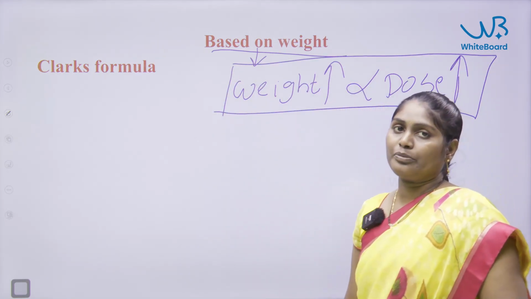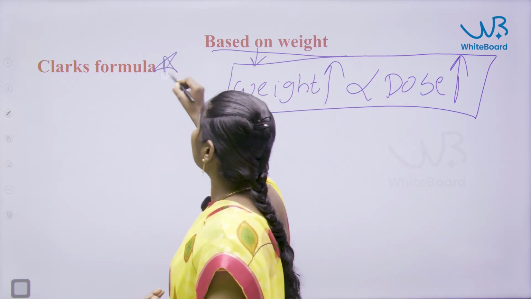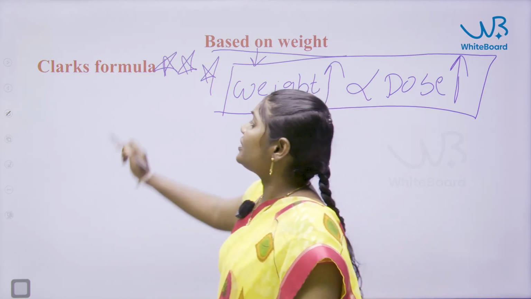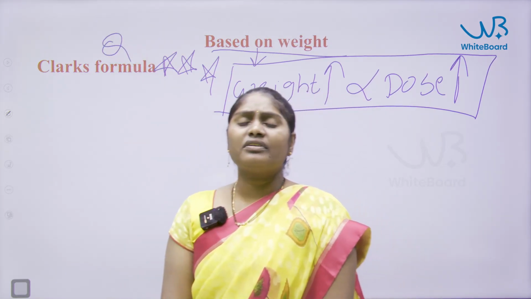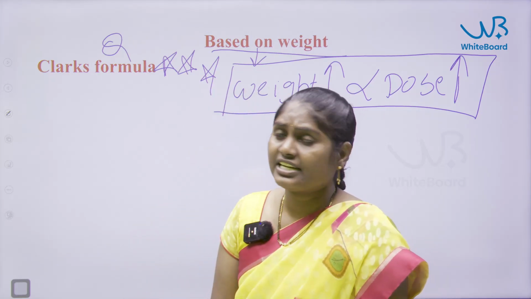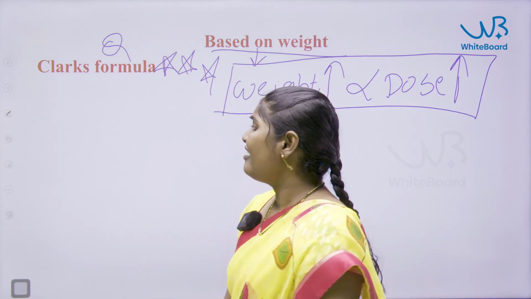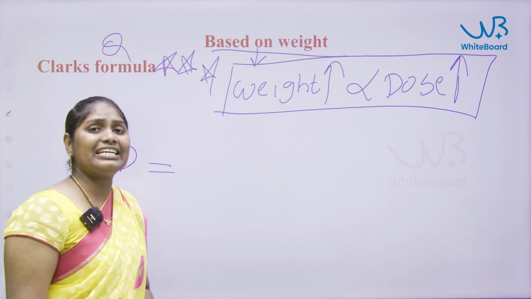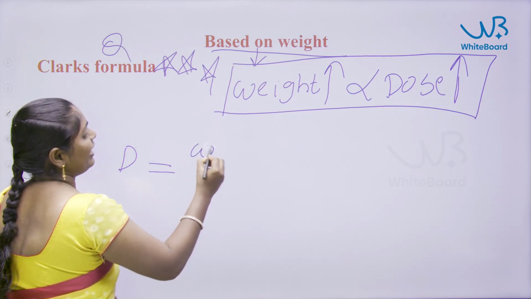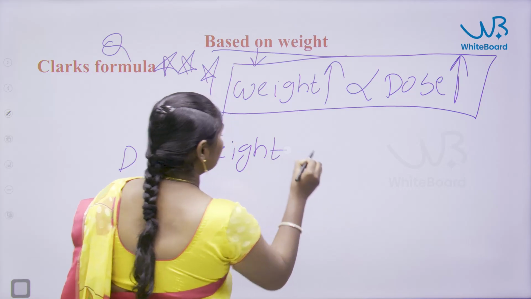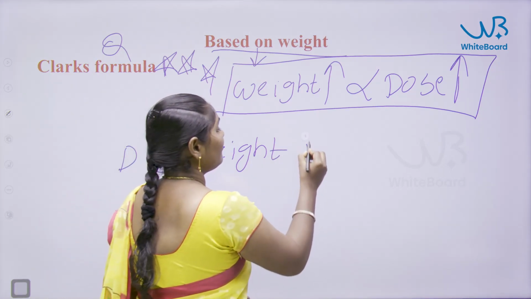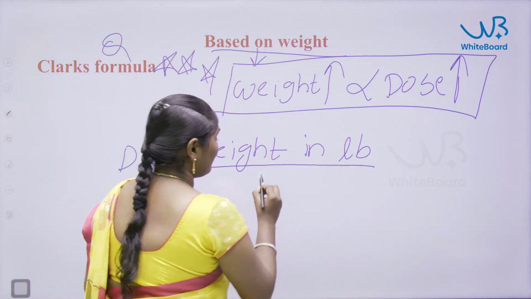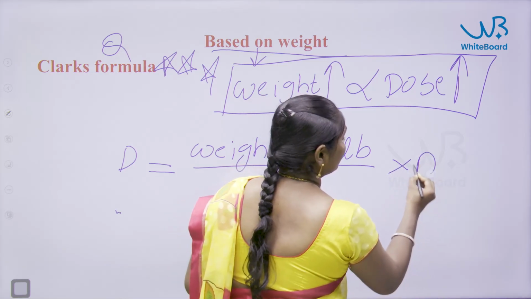So what is Clerk's formula? This is one of the important previous year GPAT questions, asked in 2016: which of the following formulas is based on weight? Clerk's formula is based on weight. So what is the exact formula? Dose to be calculated equals weight, especially it is based on weight, not age. Weight in pounds, weight in lbs by 150 into adult dose.